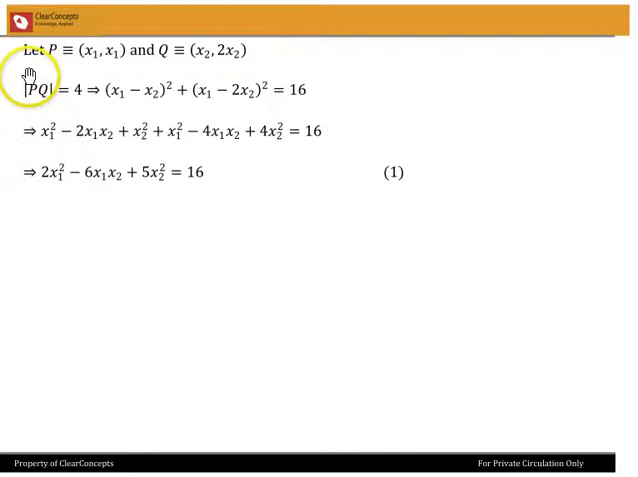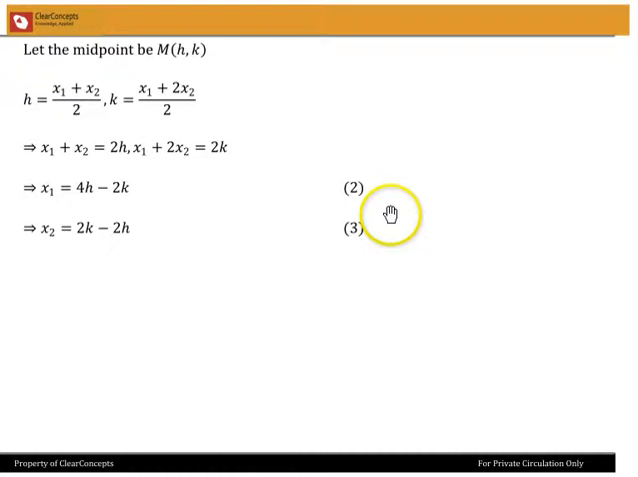So here, since P lies on y equal to x, we can assume that P has the coordinates x1, x1. Q lies on the line y equal to 2x, so let its coordinates be x2, 2x2. Now we've got the condition mod PQ equal to 4, so from the distance formula we get (x1 minus x2) whole squared plus (x1 minus 2x2) whole squared equals 16. Expanding and then simplifying, we get 2x1 squared minus 6x1x2 plus 5x2 squared equal to 16. Let's call this equation 1.